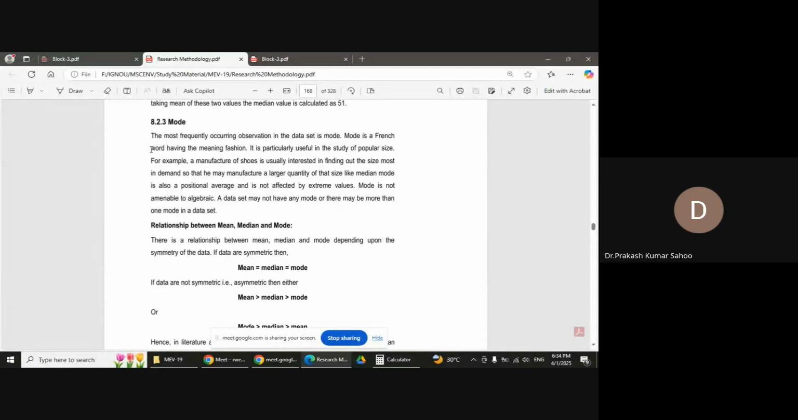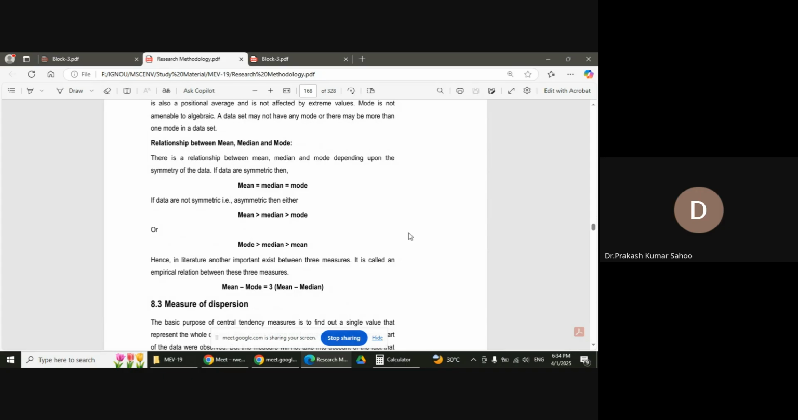And similarly, mode is a French word meaning fashion. It is particularly useful in the study of popular size. For example, a manufacturer of shoes is usually interested in finding out the size most in demand, so that he may manufacture a large quantity of that size.